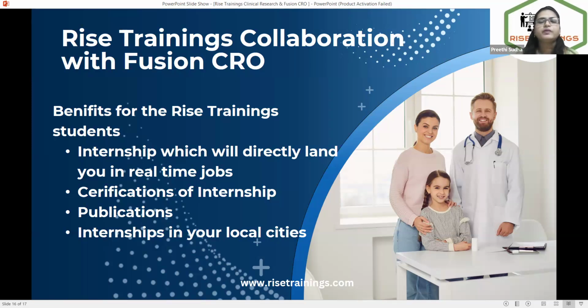And the second benefit is certifications. You can get certifications from the Fusion CRO and also from the hospitals where you have done the internship, right? So these two kinds of certificates you can take after this internship, which you can proudly showcase in your resume. So always these internships give much more value to your resume.